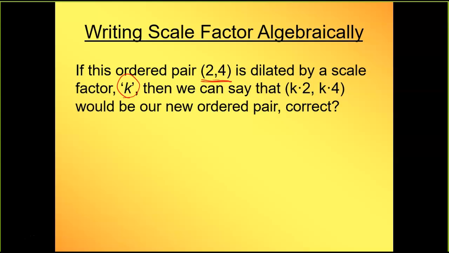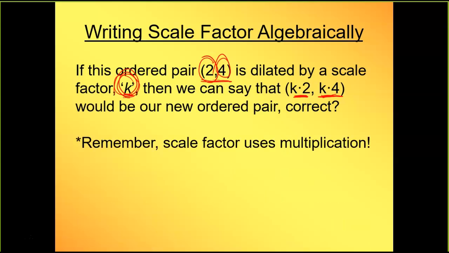Think back to what we did on our homework. What did we have to do to those ordered pairs to get the new prime ordered pairs? We multiplied it by what? The scale factor. Well, in this example, what is my scale factor? K. So I had to take my x value times k, right there, k times 2. I have to take my scale factor again, times my y value, k times 4. Does everybody see that? Okay.